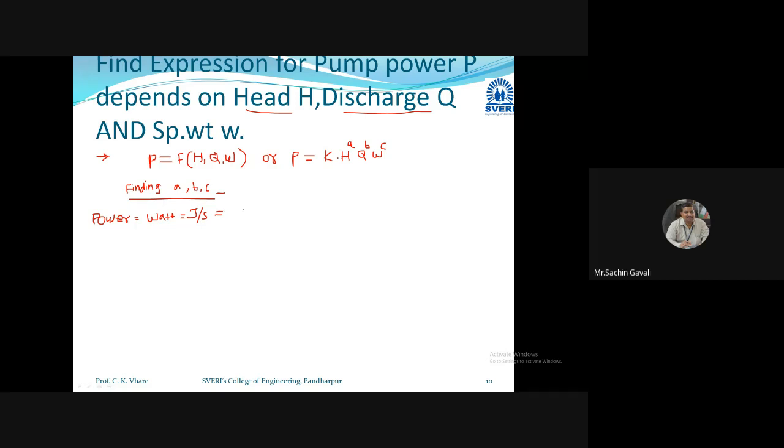Joule means work. Work means what? W is equal to F into S. Force into displacement. Correct? Divided by second. Am I right? So it is equal to Newton meter per second.